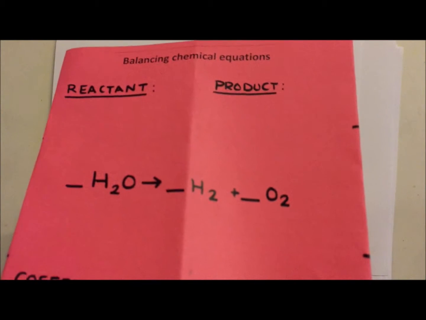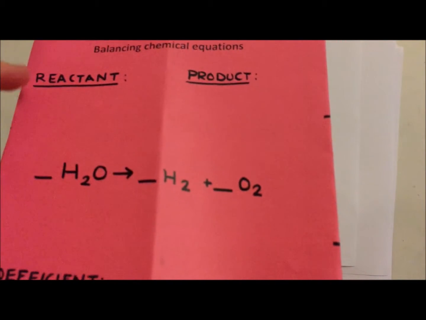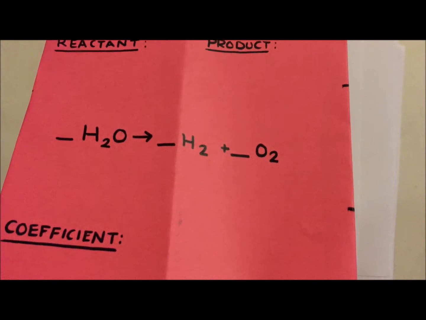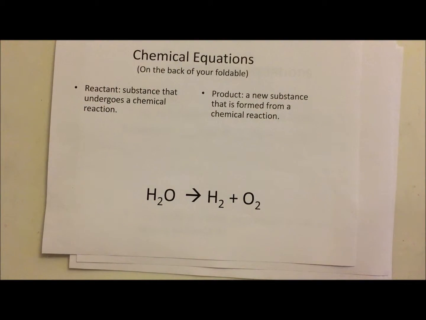Now that we have our foldable all made, we're going to flip to the back side where it says reactant and product and gives us different chemical reactions to balance. Okay, and we're going to go through our notes today on that foldable or your note cards. It just depends on what you're going to do.